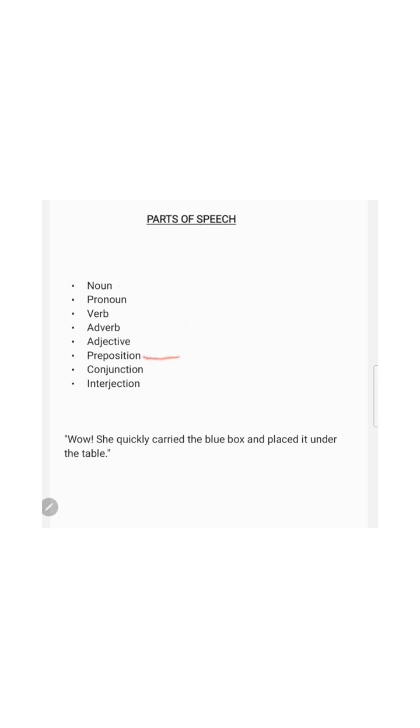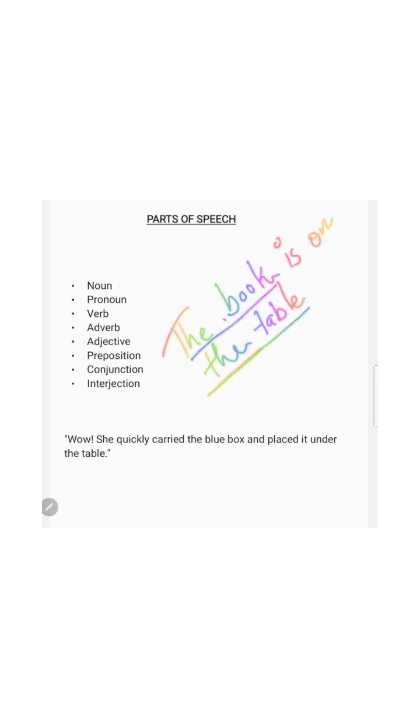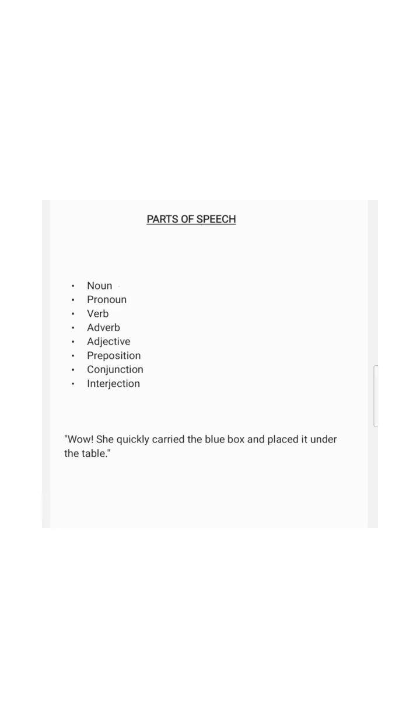And the next one is preposition. A preposition is a word that shows the relationship between the words or nouns in a sentence. For example, the book is on the table. Here in this sentence, the relation between the table and the book is shown by the word on. So on is the preposition here. The prepositions are mainly in, on, under, at, between.